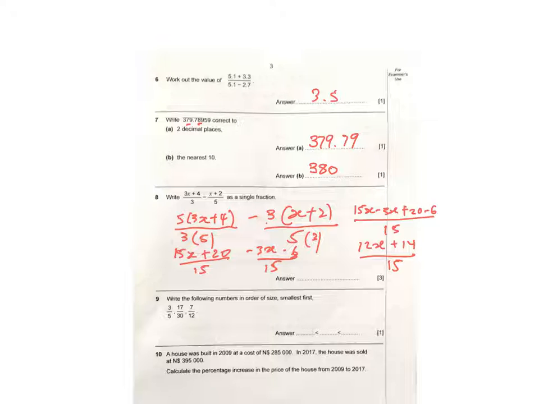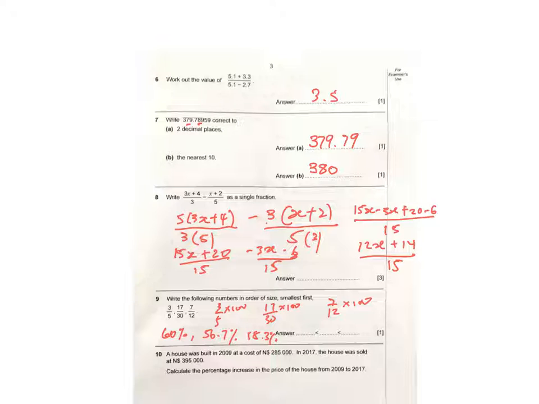So you change 3 over 5 to a percentage. That means you have 3 over 5 times 100, and then 17 over 30 also times 100, and then 7 out of 12 also times 100. If you do that, the first one will be 60%, the next one 56.7% to one decimal place, and 58.3% also to one decimal place. So which number here is the smallest? You can see 56.7 is the smallest.